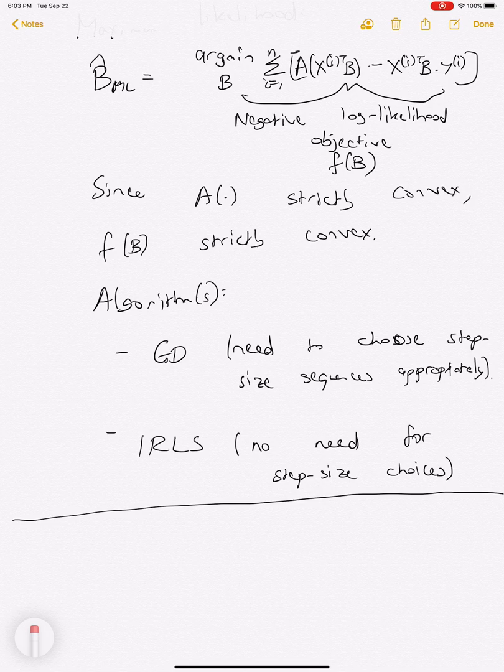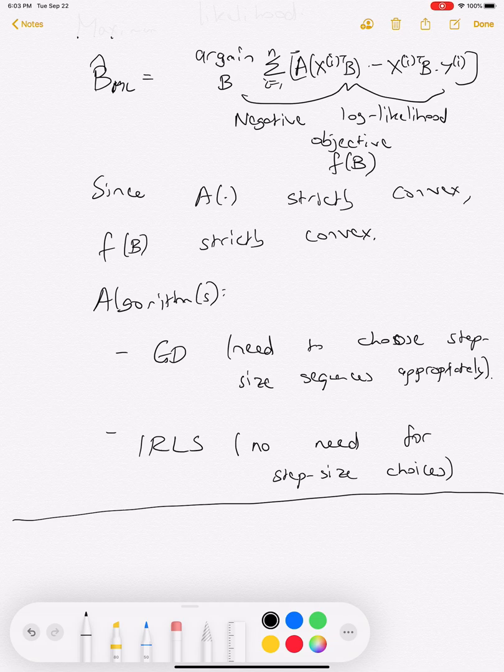And so we found that's an approach where we don't really need to choose step sizes.